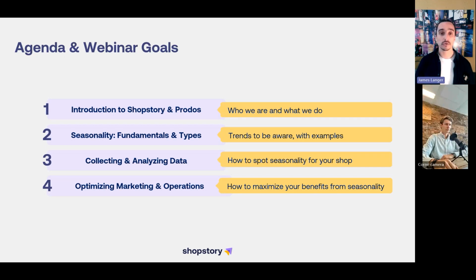Then we'll jump straight into the real meat and potatoes. The first thing we'll be talking about is seasonality, the fundamentals and types of seasonality. So trends to be aware of, et cetera, et cetera. And we're going to be going through some really interesting examples. Then we'll be talking about collecting and analyzing data, right? How are you able to spot seasonality that's relevant to your shop? Again, more examples coming from Protos as well as us when it comes to automation. And then finally, optimizing marketing and operations in e-commerce so that you can maximize your benefits from seasonality.